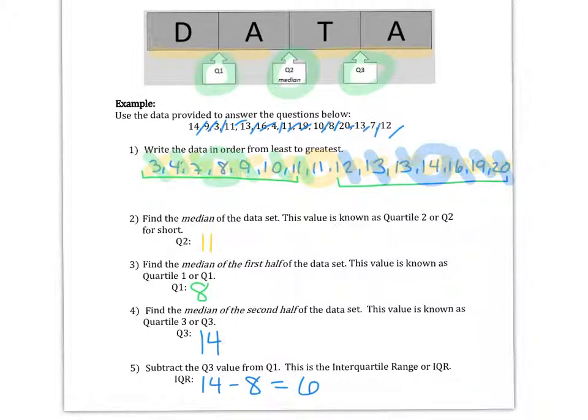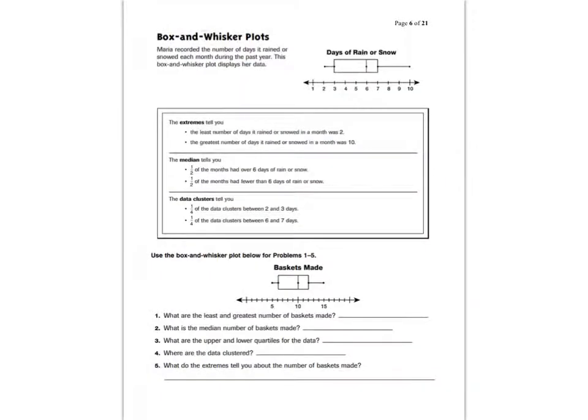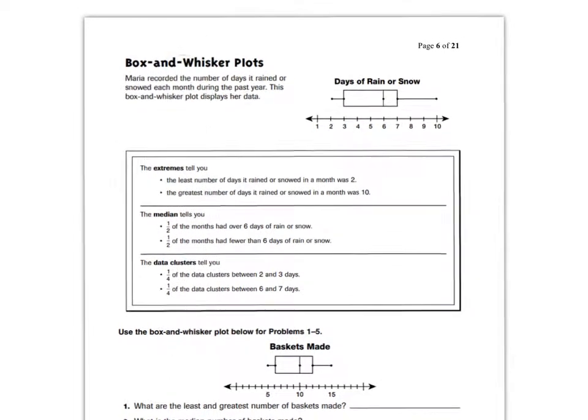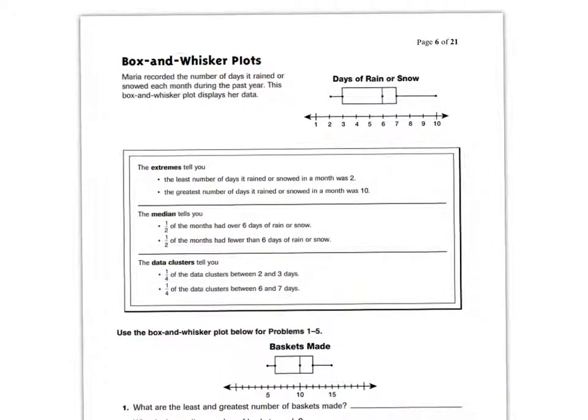Now this is very important, especially as we go to organize our data and when we look at box and whisker plots. Okay, so box and whisker plots actually just take that information that we just looked at, so our Q1, 2, 3, and just organize it in a graph.